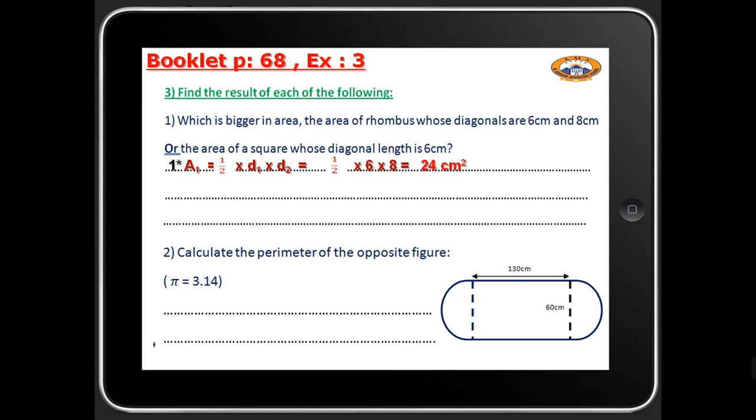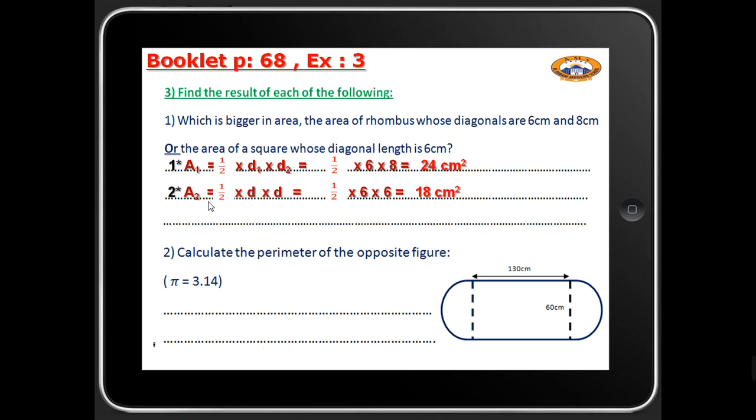You can write whatever you like, but give me the meaning that you are calculating the area of the first shape, which here is the rhombus. Half times d1 times d2 is the rule to get the area of the rhombus. So we're going to make substitutions: half times 6 times 8, because the diagonals of the rhombus are different in length. This will give me 24 centimeter.